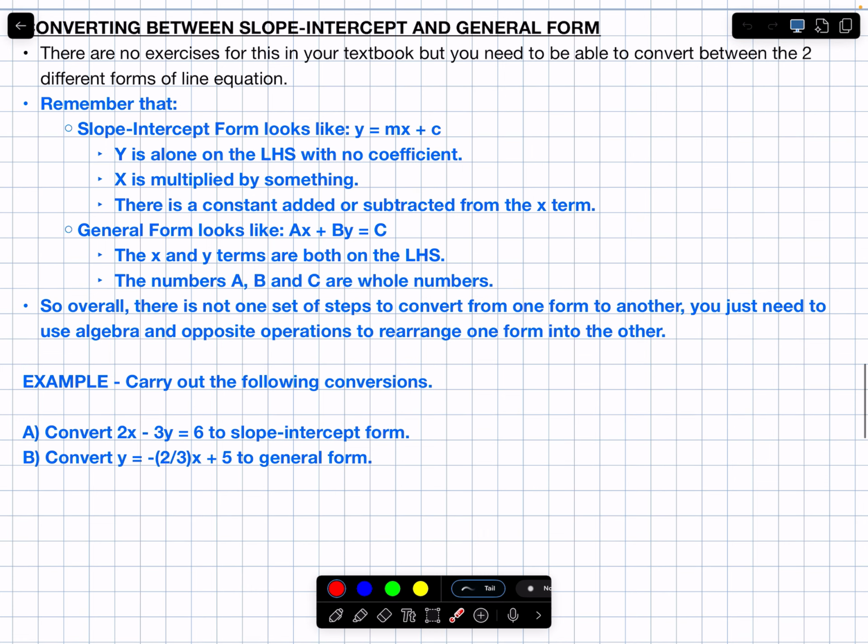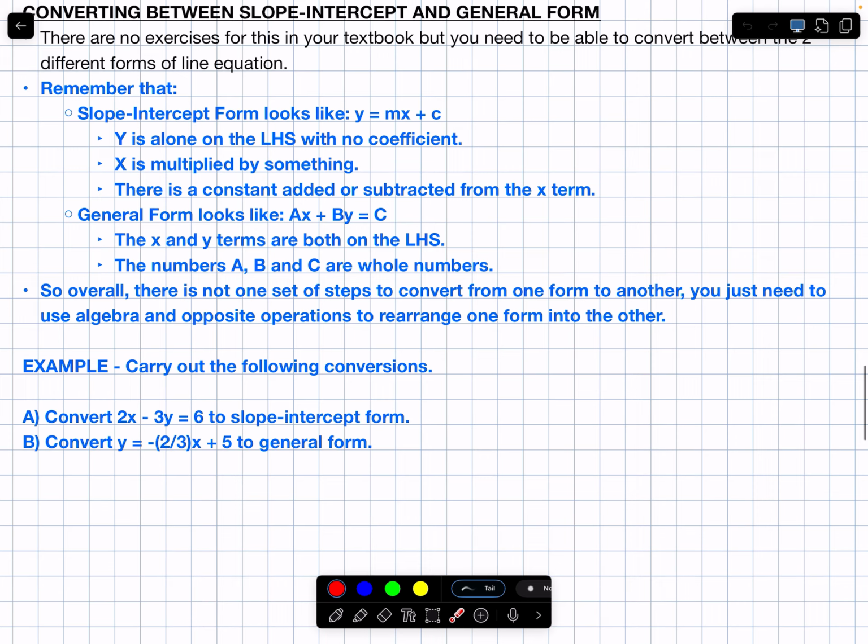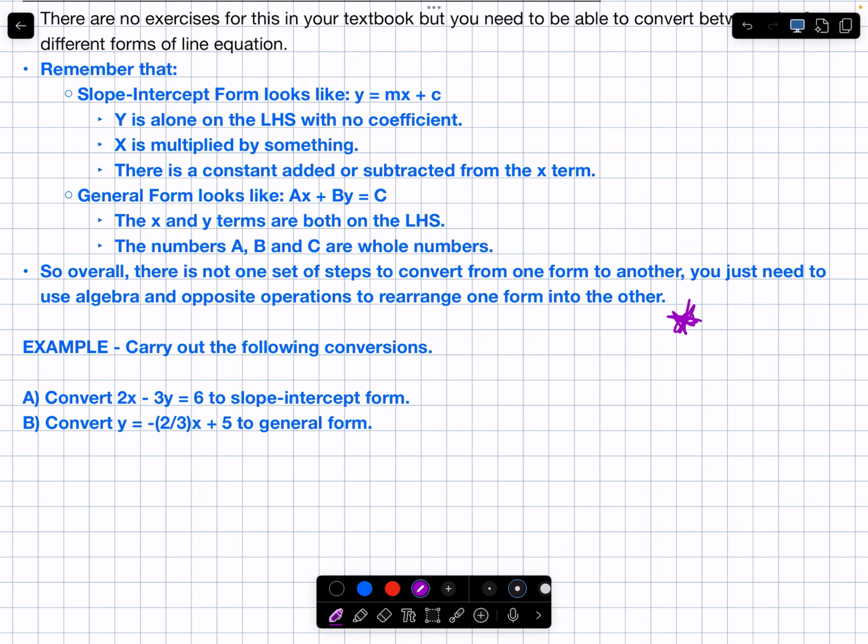So overall, there's not one set of steps to convert from one form to another. You just use algebra and use opposite operations to go from one form into the other. So I'll give you some time to get that, but the main thing here is actually just showing you how to do it. 2x take 3y equals 6 to slope-intercept.